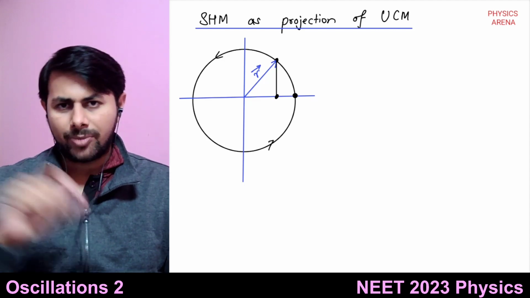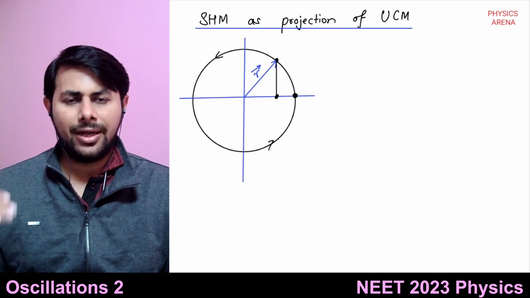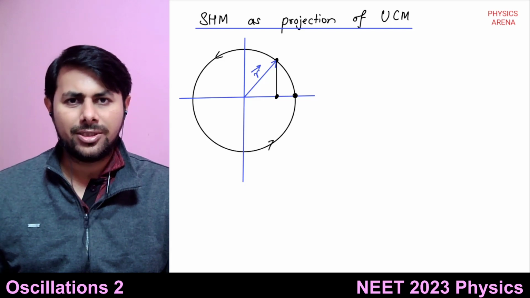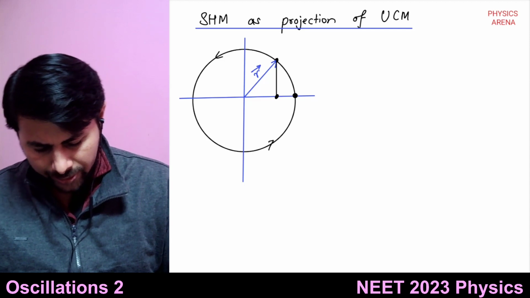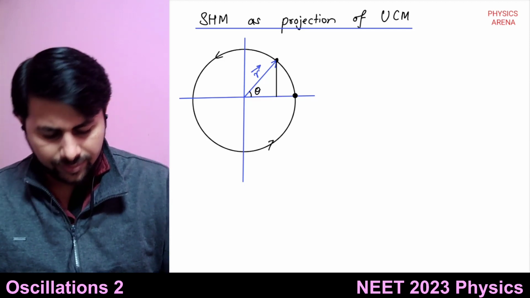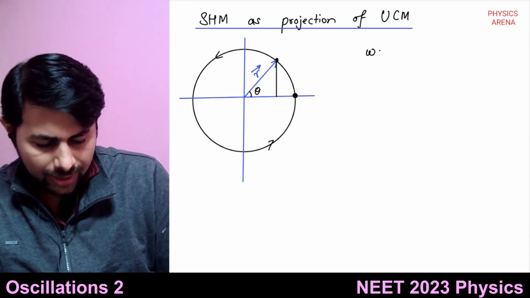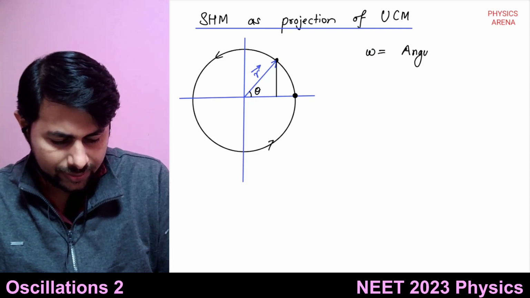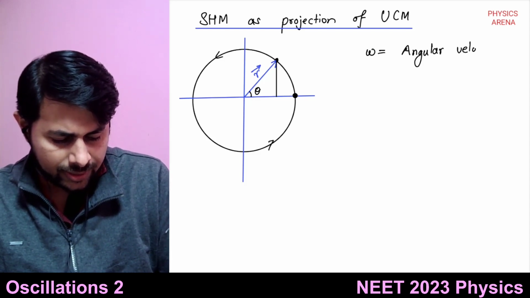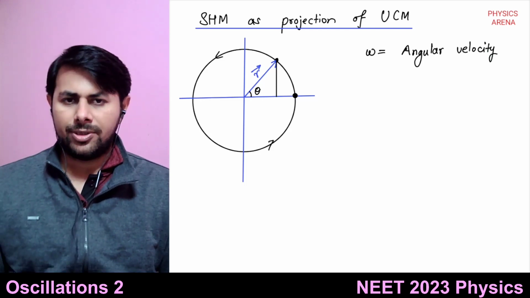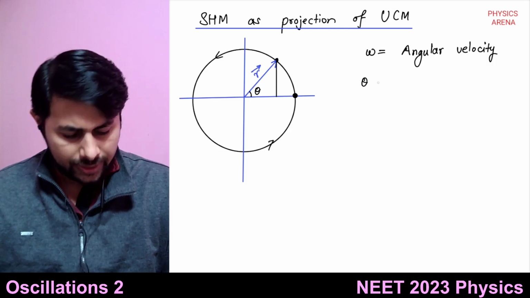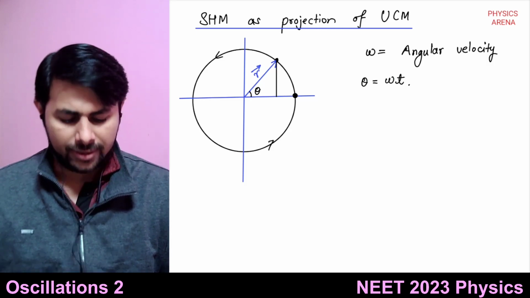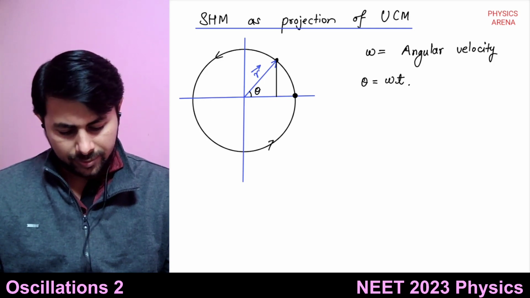So when particle performs circular motion, its projection on any diameter performs what? Simple harmonic motion. It performs simple harmonic motion. Okay, so let's suppose this angle is theta. So if omega is angular velocity of this particle, then theta will be equal to what? It will be equal to omega t, right?